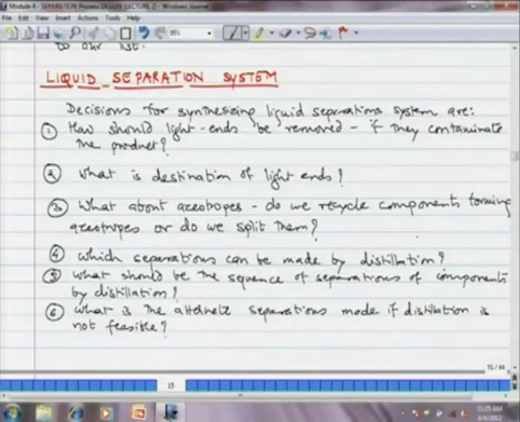And secondly, the design is easier, because it is an operation which has more than 100 years of history. So, it will be very easy to design, operate and optimize the distillation column as per your requirement. Then, what should be the sequence of separation of components by distillation? If you have a multi-component mixture, then how should you separate them? And what is the alternative separation to distillation if distillation is not feasible?